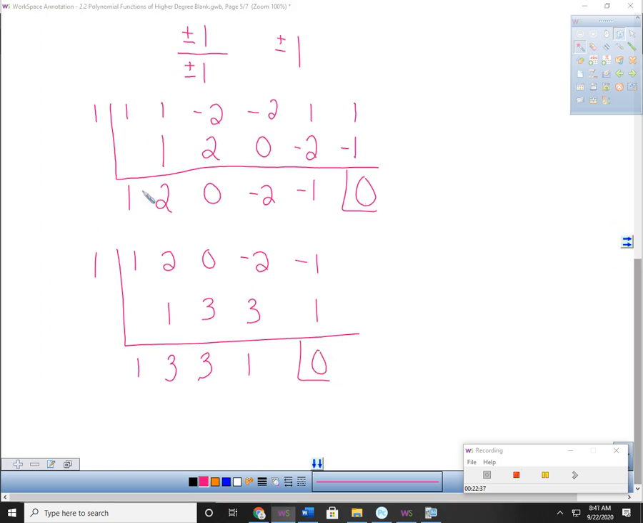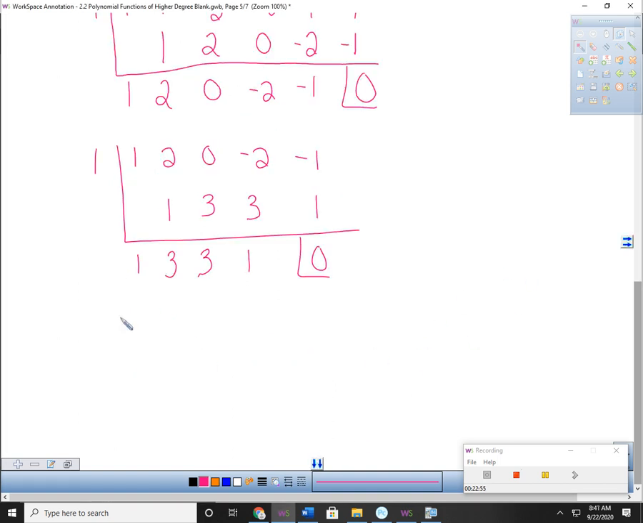So if we started with x to the fifth, this first term would be x to the fourth, and then if we divide again, this would be x to the third. So here we are again. We've got 4 terms, okay? And I already know that I could divide again by negative 1 because that's one of my zeros. So I'm going to divide again, and I'm just going to drop these down. 1, 3, 3, and 1.